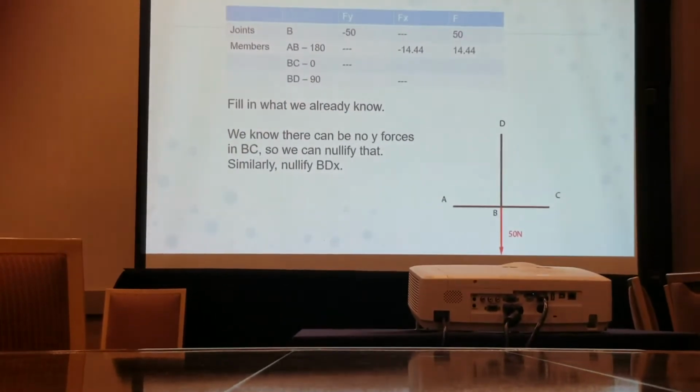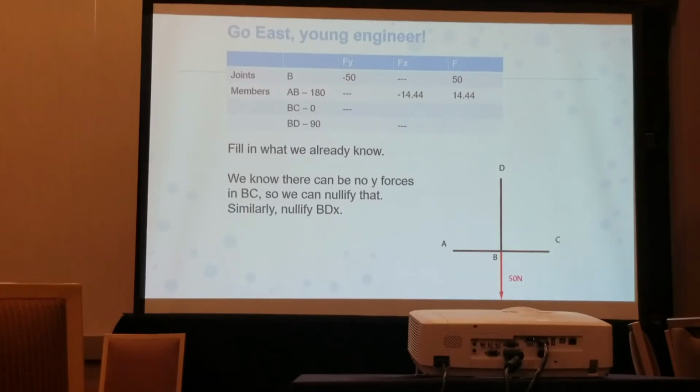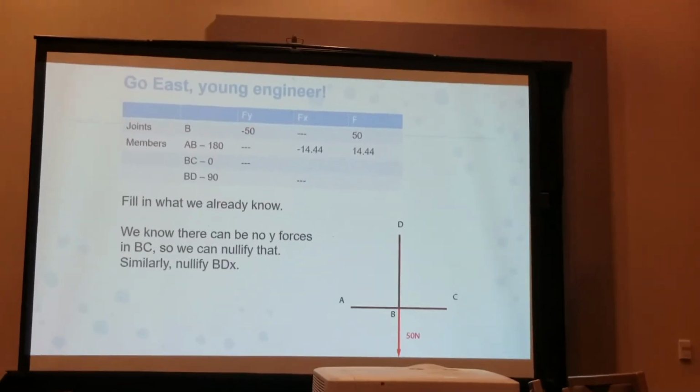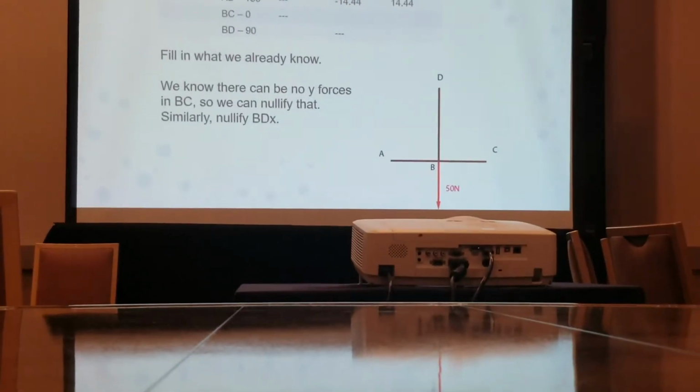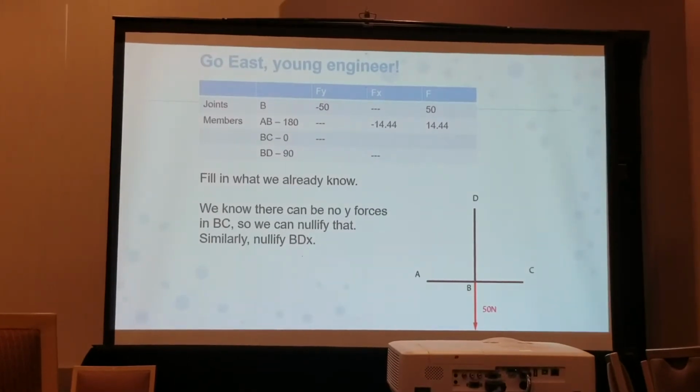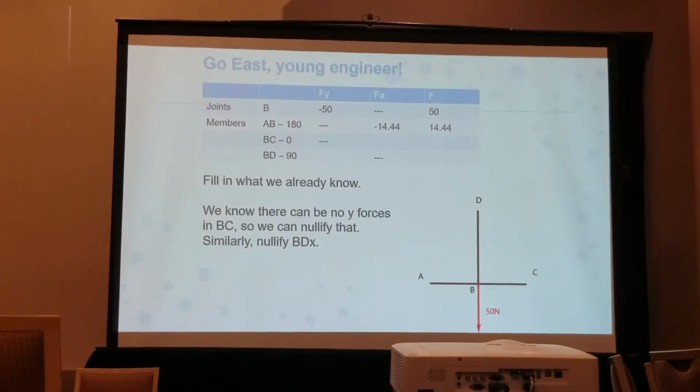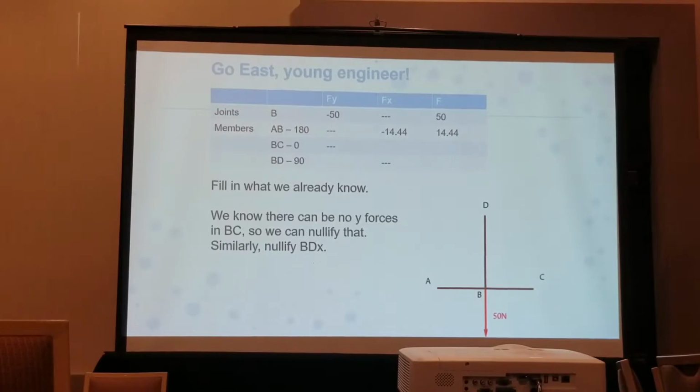The only thing we have available to bring in from the master table are these predominant forces. We take those, we apply them through, sine of 180, sine of 270, sine of 270 and cosine of 180, and we get negative 50 and negative 14.44.